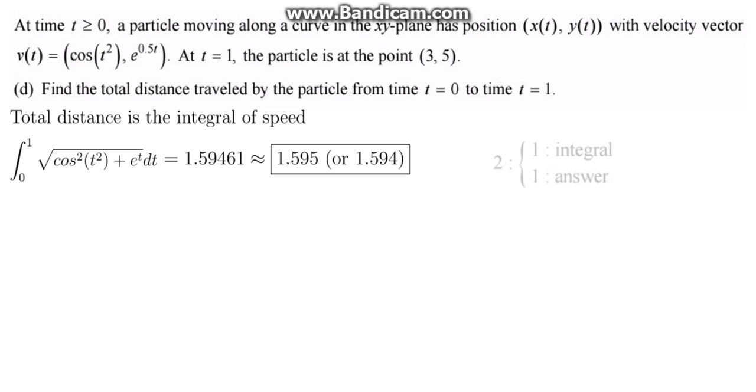Finally, let's check the scoring once again. This problem is worth 2 points: 1 point for having the correct integral setup, which is the integral from 0 to 1 of the square root of cosine squared of t squared plus e to the t dt, and another point for having the correct answer, that the total distance is equal to 1.595 or 1.594. This was problem 2 of 2015's AP Calculus BC free response question set, and I hope this was helpful.